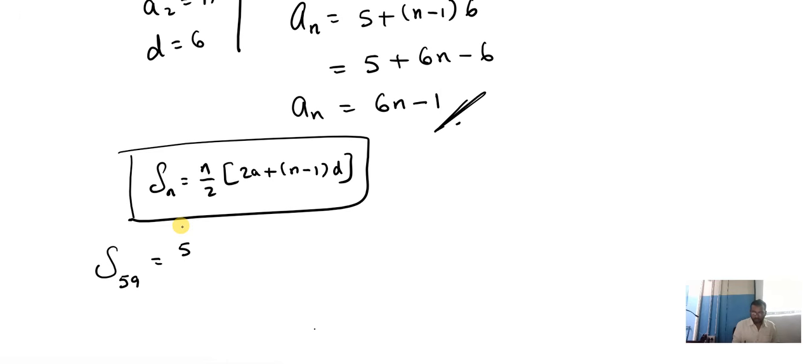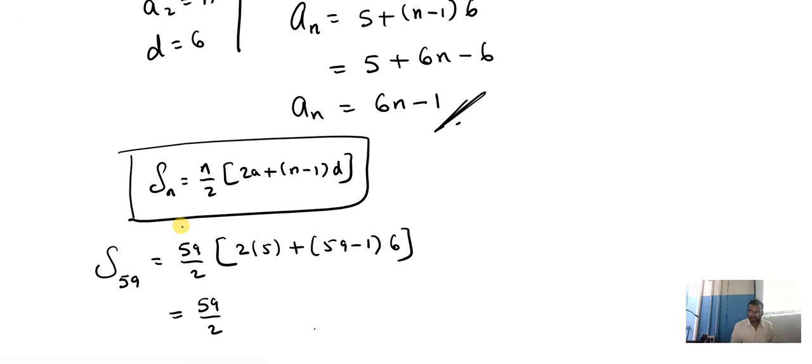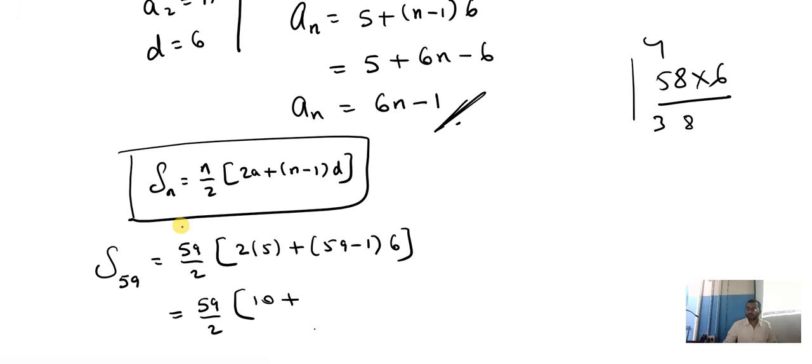S59 is equal to 59 by 2 into 2 into, what is a? 5, the first term, plus n minus 1, which is 59 minus 1, into d, which is 6. Can 59 and 2 be cancelled? No, we can't cancel them, so keep them as it is. 2 5s are 10. 59 minus 1 is 58 into 6. 6 8s are 48. 6 5s are 30, plus 4, 34. That is 348. Directly I have multiplied. Okay?